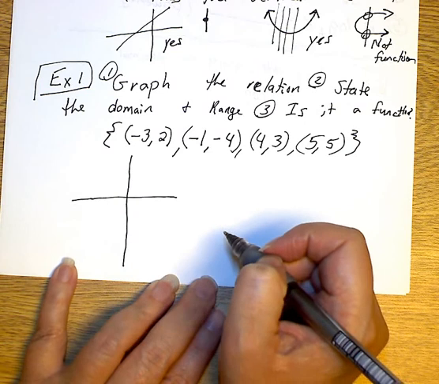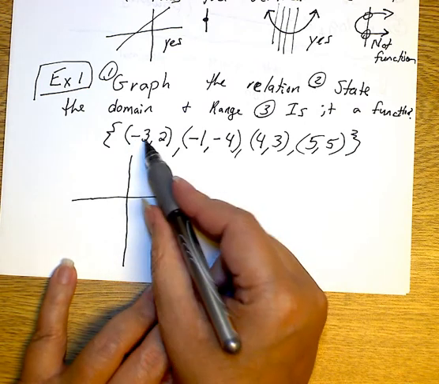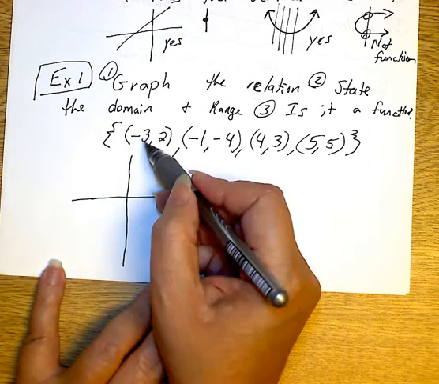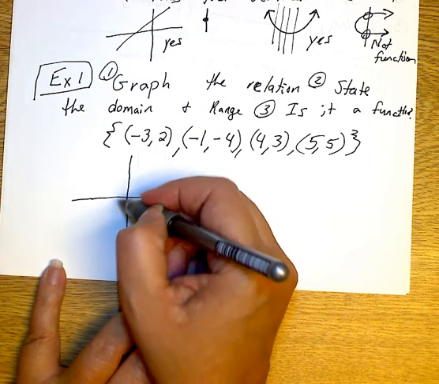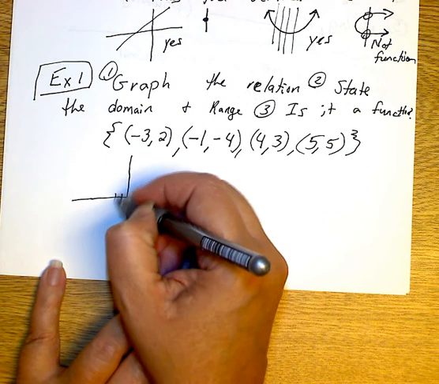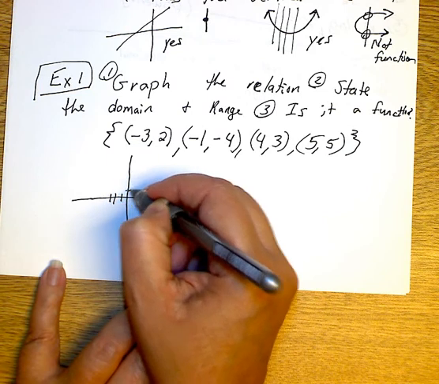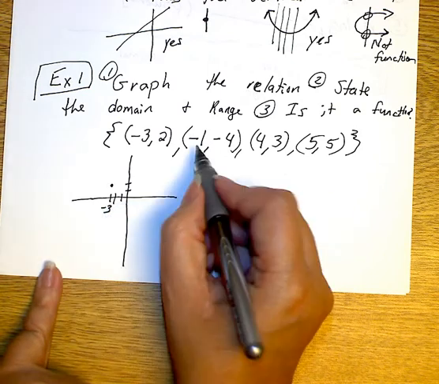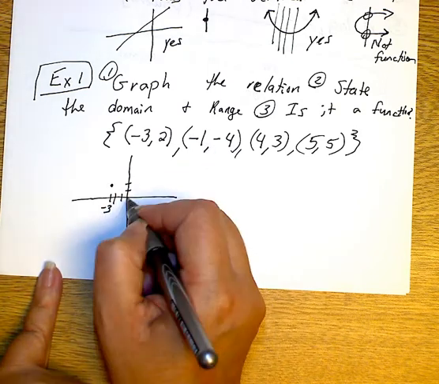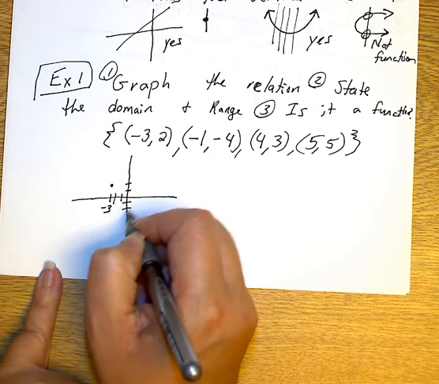So, we have here -3, 2. So, how do I plot this point? I'm going to go left 3, 1, 2, 3, and up 2. Very good. And then -1, -4. So, I'm going to go over 1 and down 4.